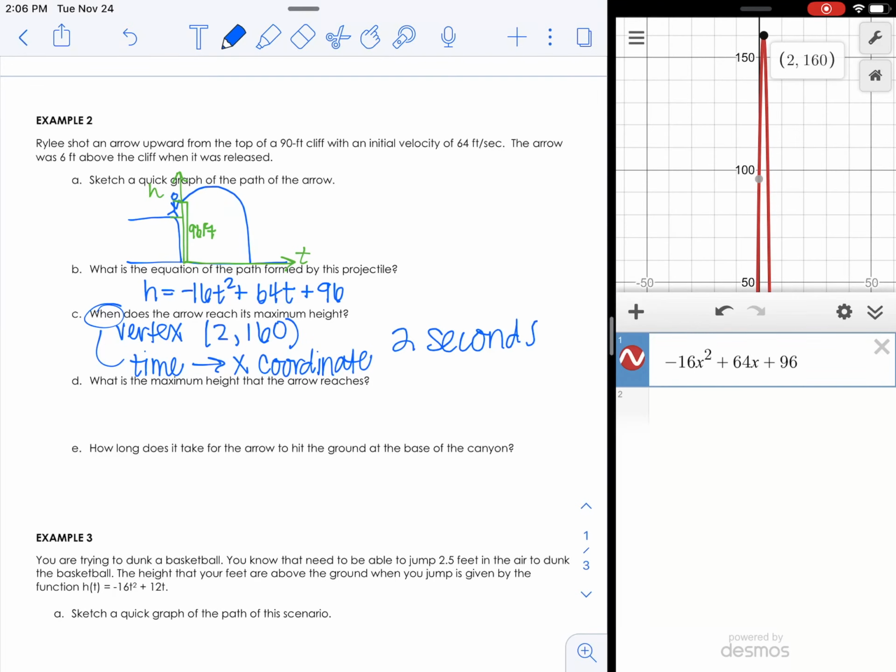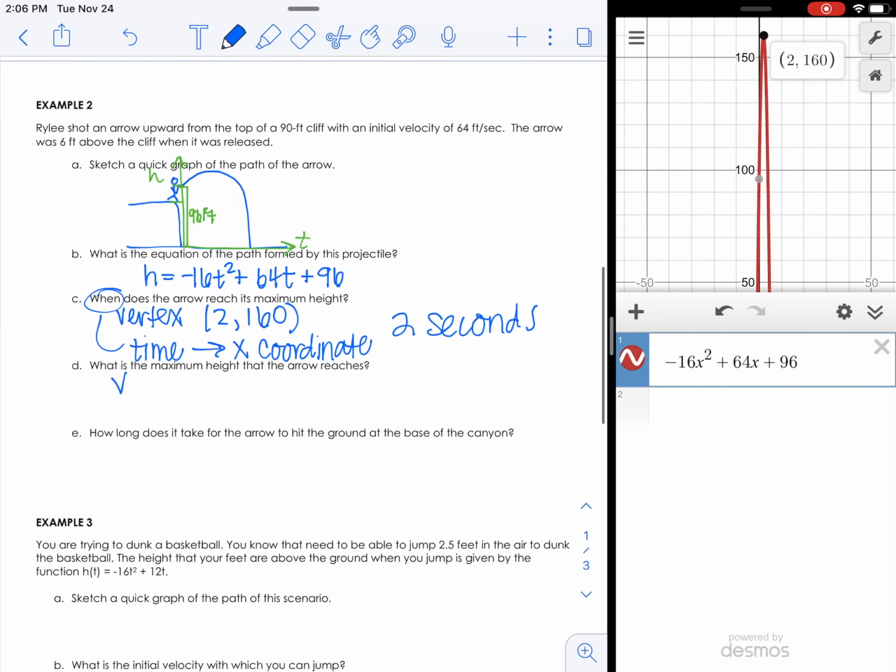What is the maximum? So that's again the vertex, but that is a height that we're searching for. So we want the y-coordinate. Okay, that would be 160 feet.